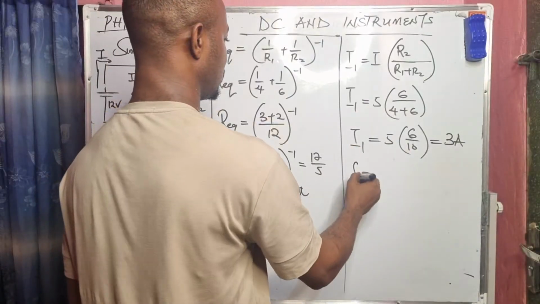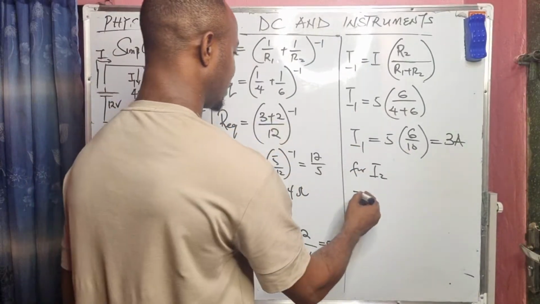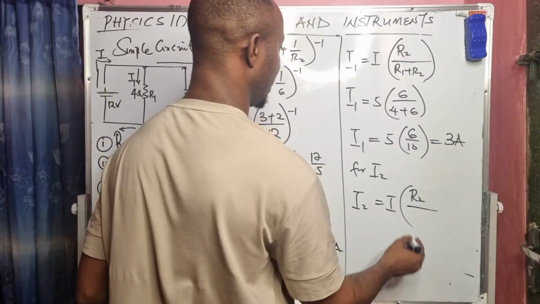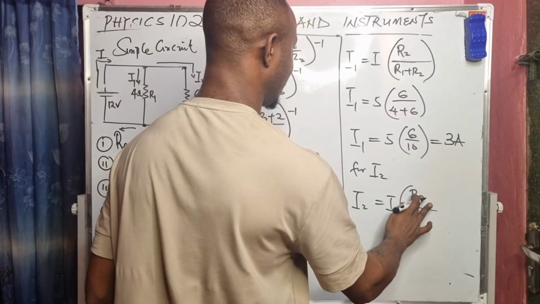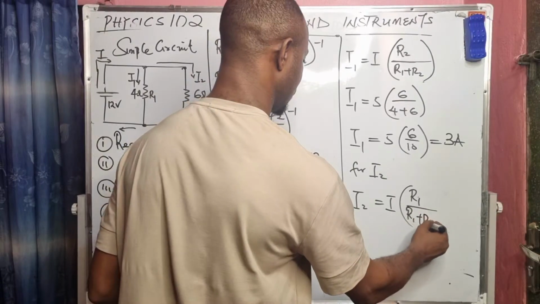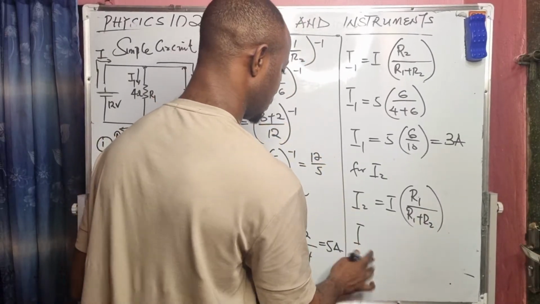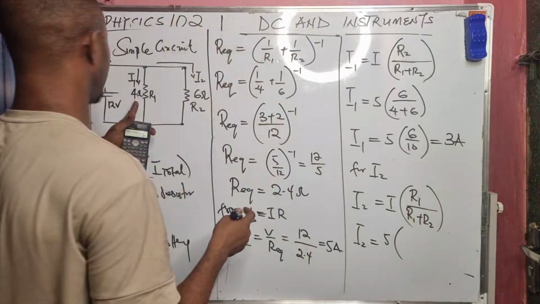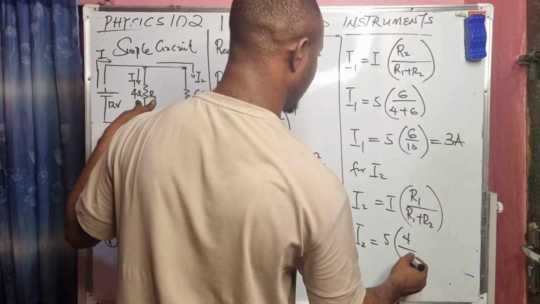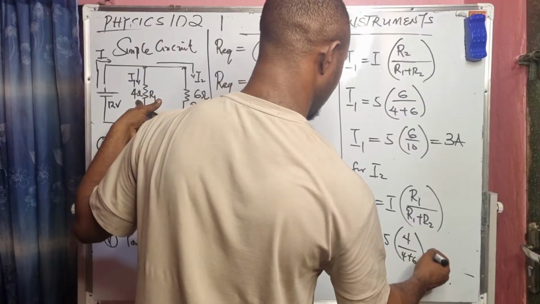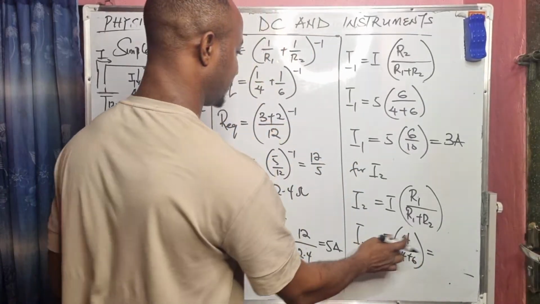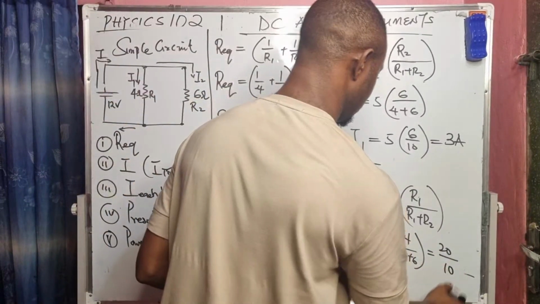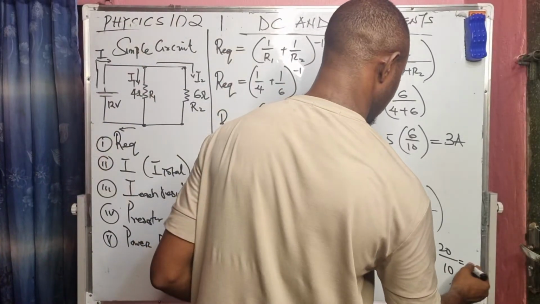So for that of I2, I2 equals I total times R1 divided by R1 plus R2. So I2 becomes 5 times 4 divided by 4 plus 6. 5 times 4 is 20, 20 divided by 10 will give us 2 ampere.